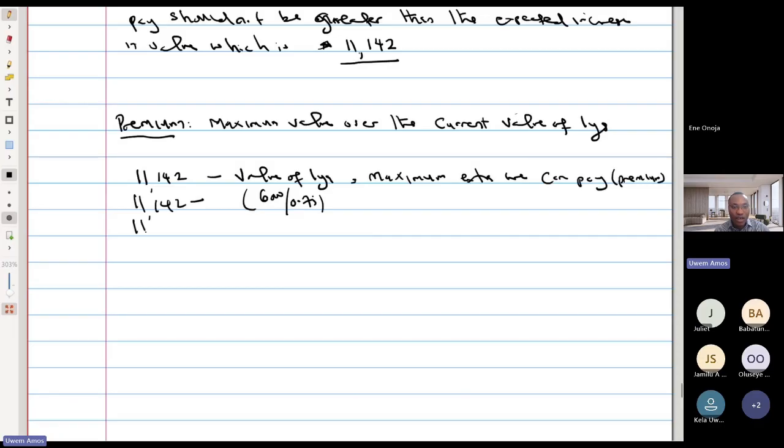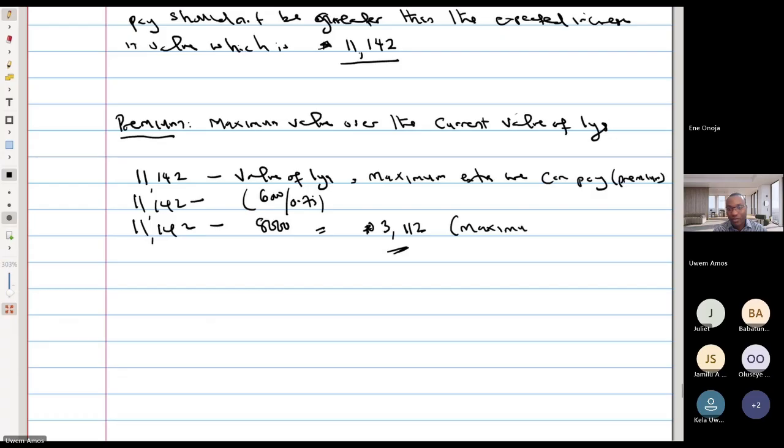That gives us 11,142 minus... so what is the value of IYA at this point? 6,000 divided by 0.75. All right, so that is 8,000. So IYA is worth 8,000. But because Tola cannot pay more than 11,142, if it needs to add anything to that 8,000, it must not be more than an extra of 11,142 minus 8,000, which is 3,112.